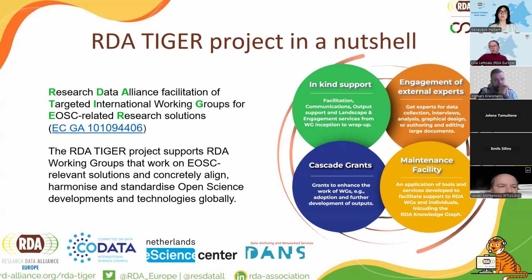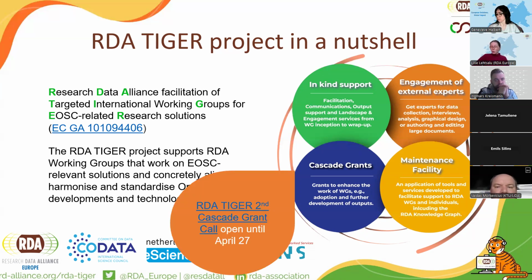As part of Tiger, we also offer cascading grants, and one of those calls is currently open. This cascading grant might be of interest to everybody in this virtual room, because it supports anybody who wishes to adopt an RDA output or recommendation and implement it in their own context. So if you're interested, please do check it out. The application deadline is in a month's time, so there's plenty of time to prepare an application.